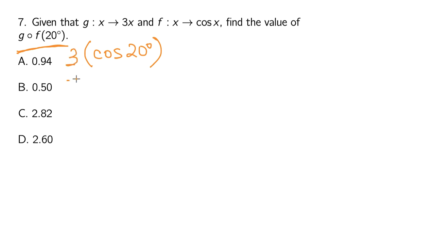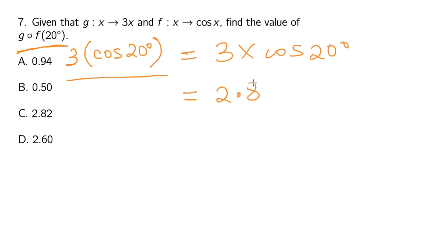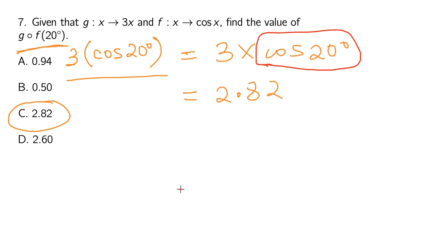So this is basically what we're looking for. And we can use our calculator to solve this. If your calculator is able to take in an expression like 3 times the cosine of 20 degrees, then you just punch it in and get the result. The result, corrected to decimal places, is going to be C. Now, if your calculator doesn't let you do this, then you know what to do. You first calculate the cosine of 20 degrees, and then you multiply the answer by 3.